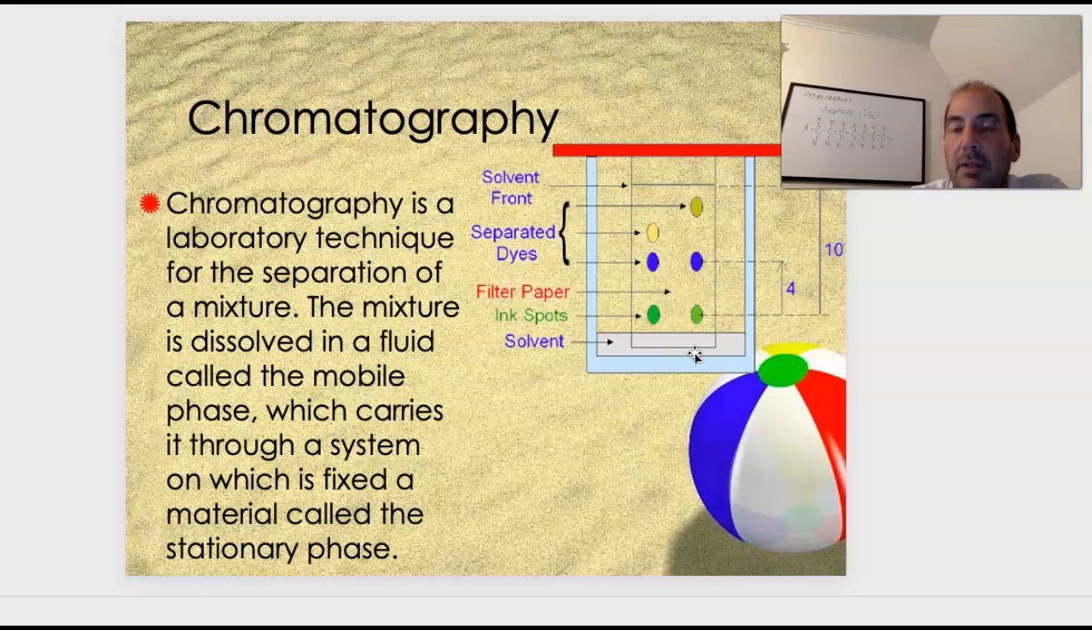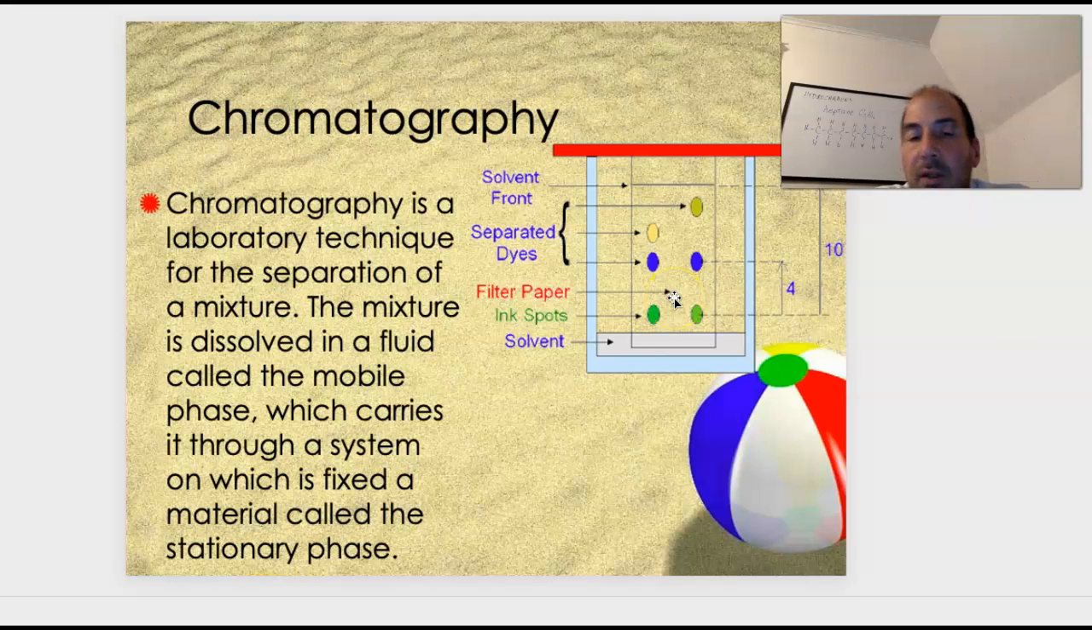And what's going to happen is capillary action is going to draw that solvent up, and the solvent's going to move. And as it moves through the ink spots, it's going to pull the dyes that are making up that ink along with it. And the ones that are more similar to the solvent are going to travel further. The ones that are less similar are not going to move as much. So we cause a separation of them according to how similar they are to the solvent.